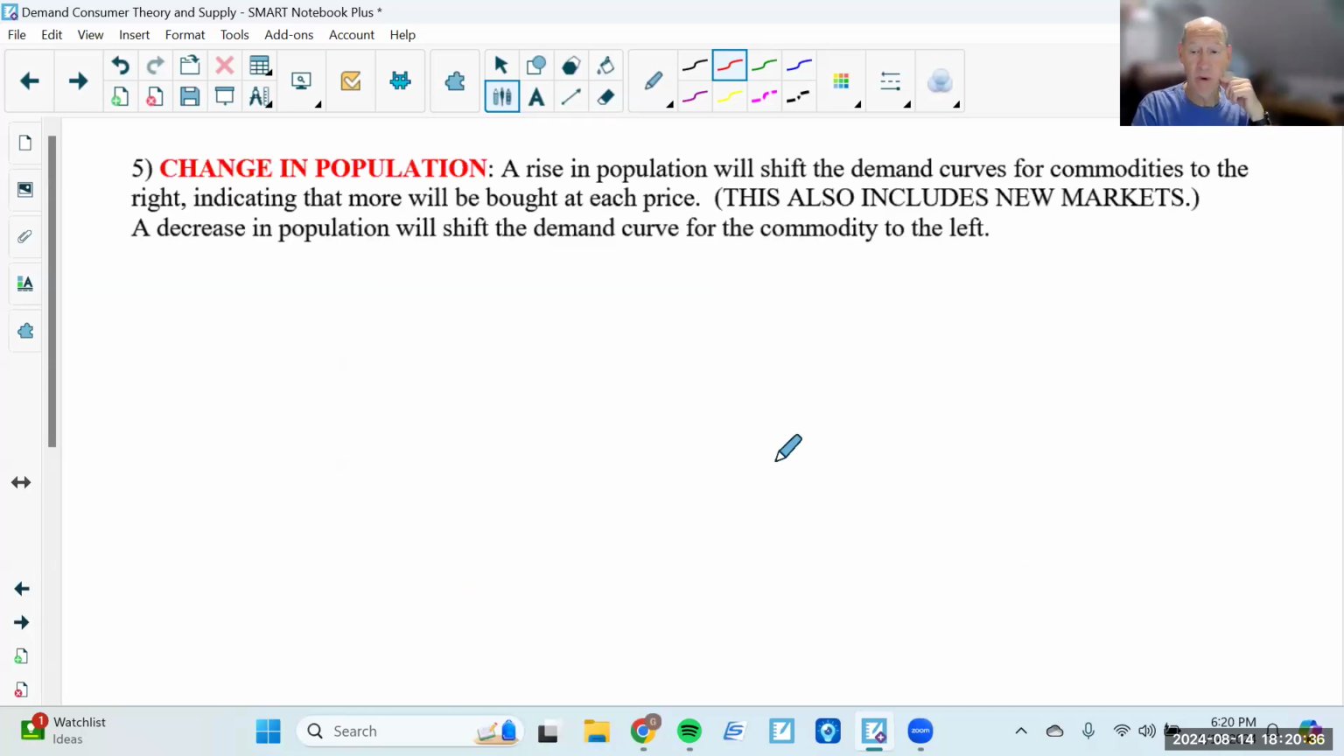Change in population. If there's more people, demand shifts to the right. If there's less people, demand shifts to the left. That's all it is. Change in population. And this could be, say, new markets. Maybe Walmart opens up, starts selling in Canada. They're probably already there, but if they do, that's going to open up new markets. There's going to be an increase in demand for Walmart's goods.